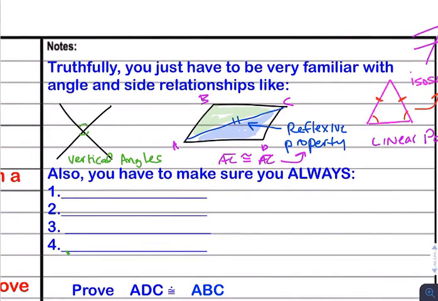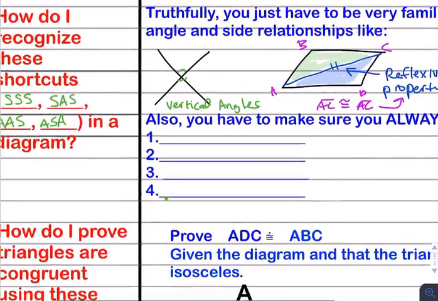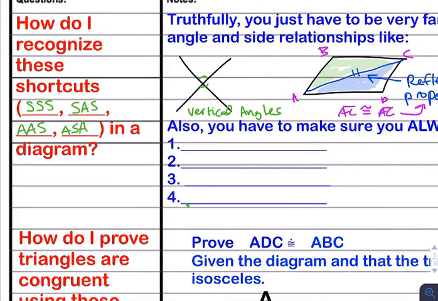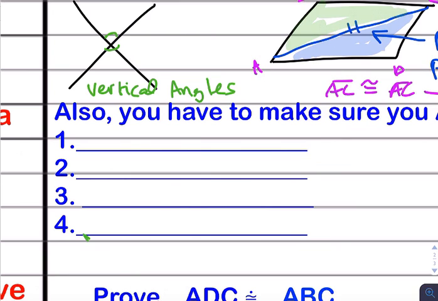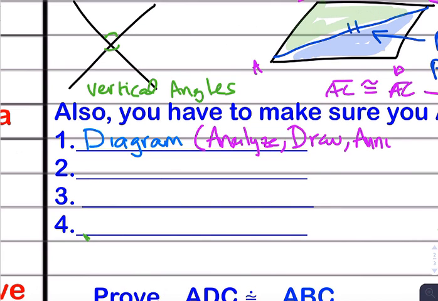If you're going to prove triangles are congruent using these shortcuts, I can't give you a step by step, but I can give you some generalities. So first thing that's really important is a diagram. If you're dealing with a diagram, you need to extract information. So you need to analyze it. You need to draw it if it's not there, and you need to annotate on top of it, like write on it for the information that's important.